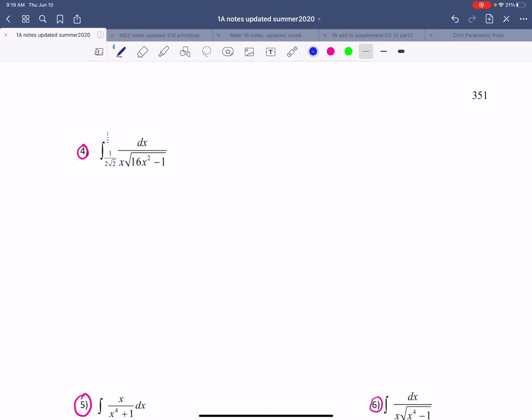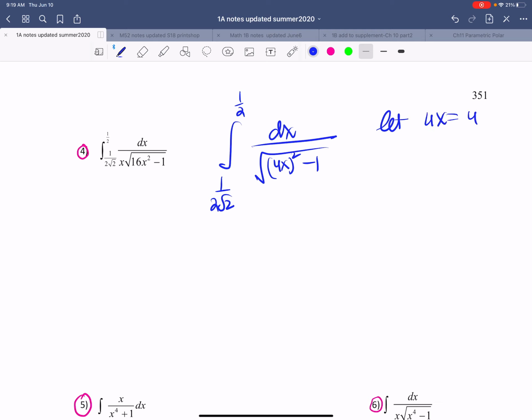Next, we have number 4. Because we have 16x squared in the front, this is going to be a secant. So I'm going to have to do substitution for secant. I'm going to start with 1 over 2 root 2 dx over, no, I'm not going to pull the 16 out because it's going to leave me with a fraction, and I do need to keep a 1 there. So I'm going to write it as 4x squared minus 1. I'm going to let 4x be u and 4dx be du. That means dx will be 1/4 du.